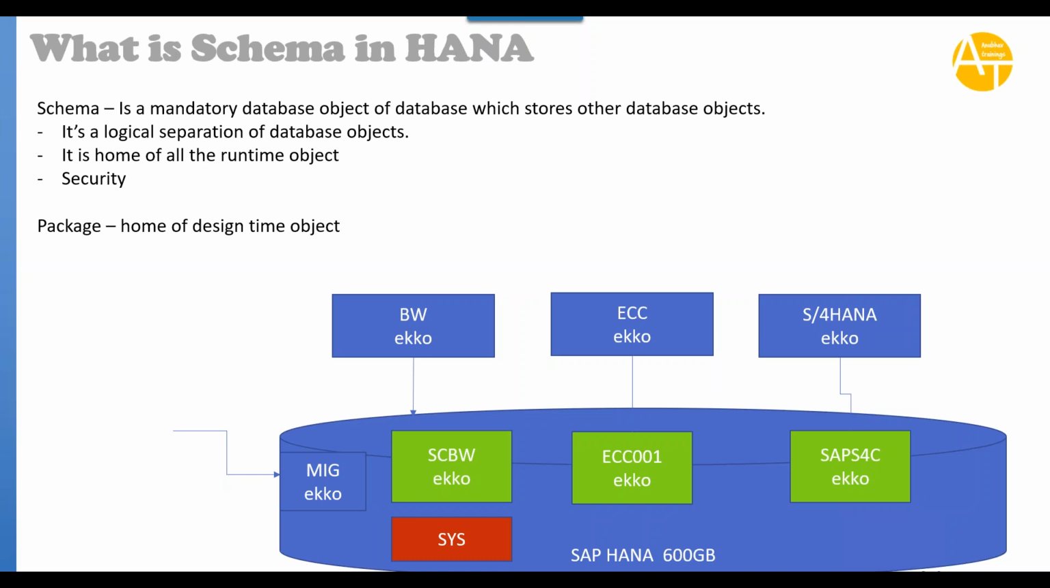So it's a logical separation of your systems. In a large database system, you can create multiple schemas, and each schema can connect to different SAP systems. So you will not end up buying many HANA systems for each SAP ABAP system. It is the home of all the runtime objects. Schema also provides security: who can read, update, insert, delete data back and forth between systems. That is also what this HANA system is capable of doing.